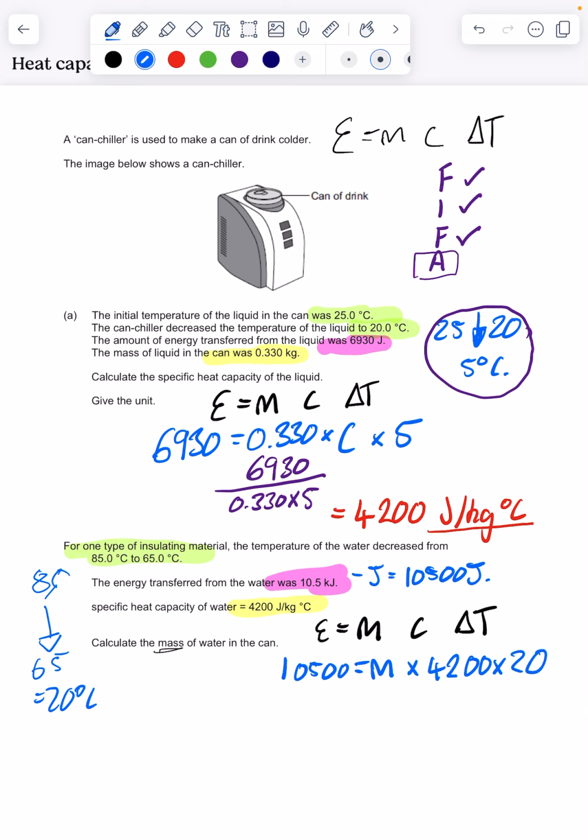We can then rearrange this equation. Mass is equal to 10,500 divided by 4,200 times 20, which will then give us an answer of mass is equal to 0.125 kilograms.